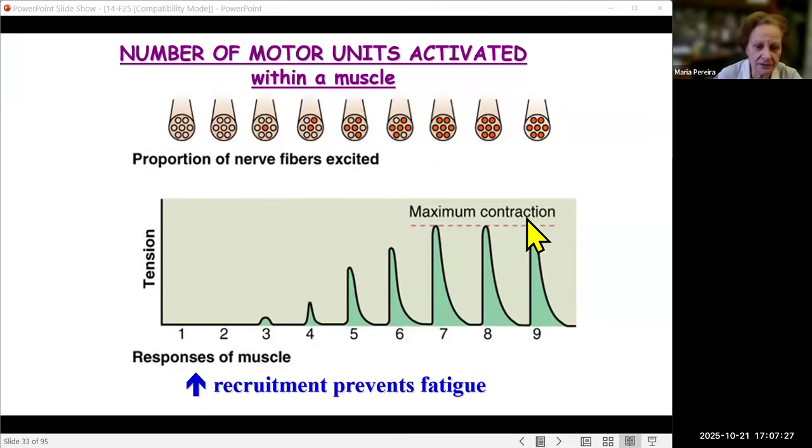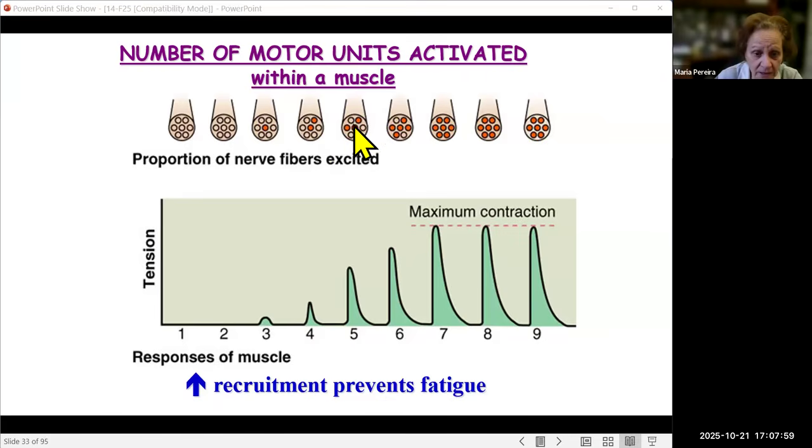You see this shown in this graph. Here you have a muscle that has 1, 2, 3, 4, 5, 6, 7 muscle fibers. Each circle represents one muscle cell, one muscle fiber. So if you're recruiting just one muscle fiber, the twitch is going to be very low. The tension developed is going to be very low.